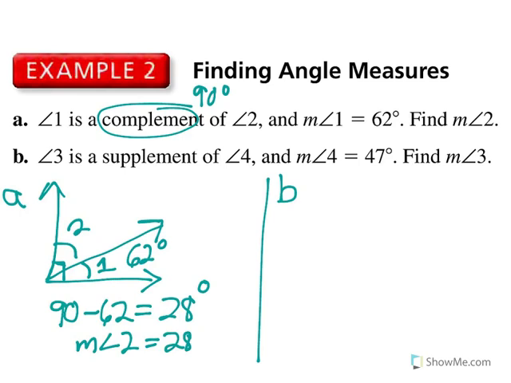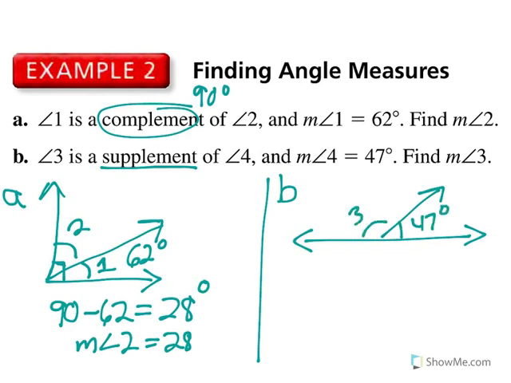With B, now I'm talking about supplement. So supplement means they're going to be on a straight line, and they're going to have some dividing ray in between them. So angle 3 is a supplement of angle 4. Angle 4, it tells me, is 47 degrees. So I'm looking for angle 3.